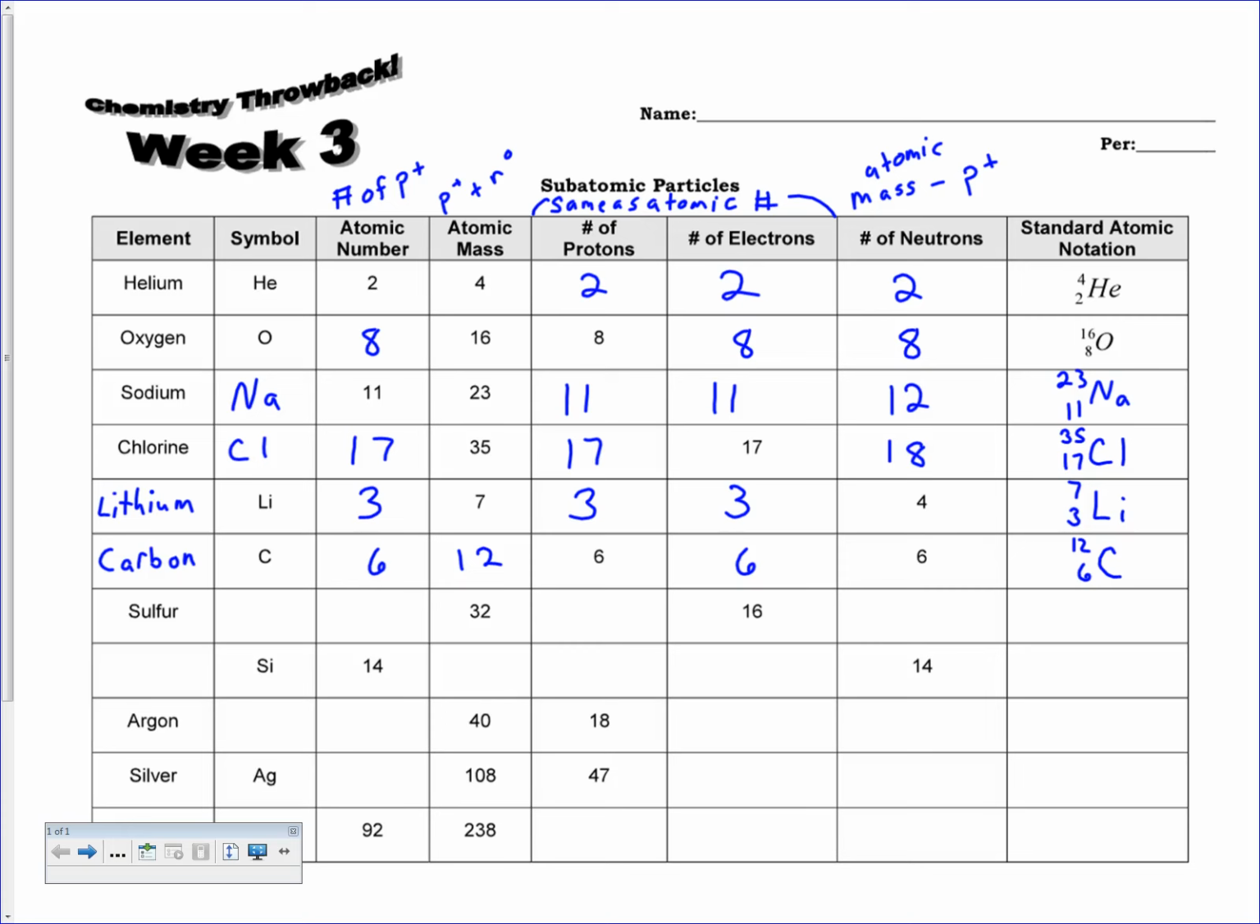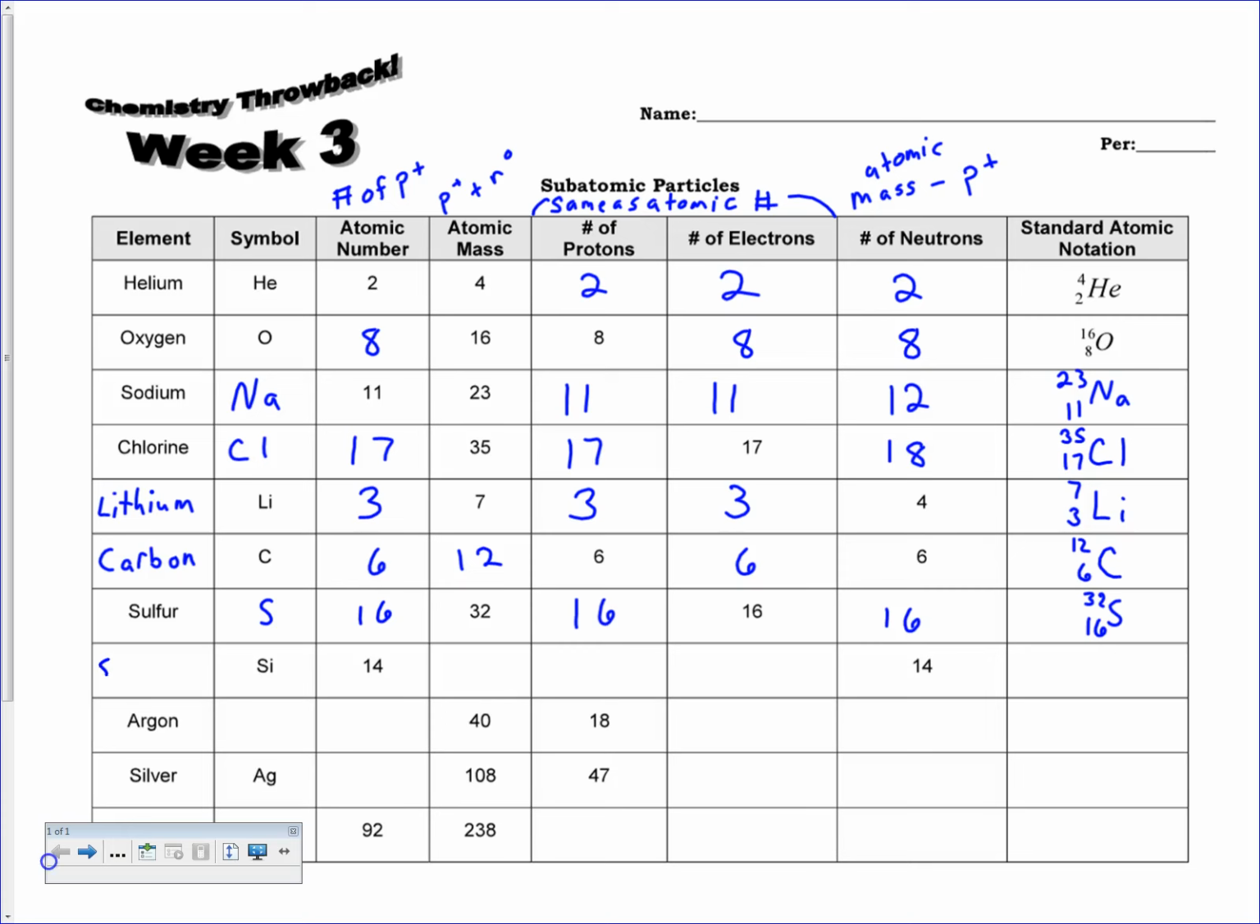Okay, going on here for sulfur. Sulfur has symbol S. The atomic number is 16. All right, this says it has a mass of 32, so that will help us with neutrons in a second. It's got 16 protons, okay? And if it's got 16 protons and the mass is 32, then it has to have 16 neutrons to make up the remaining mass. So what we have here is sulfur. It has an atomic number of 16 and a mass of 32.